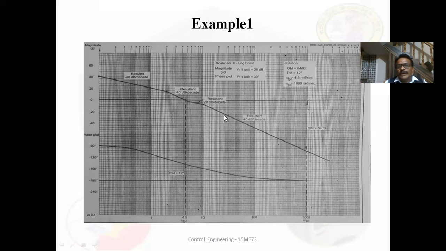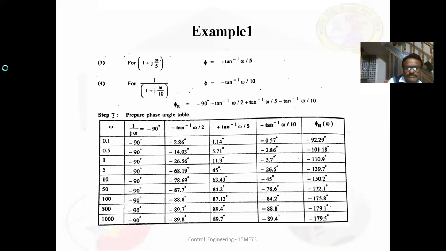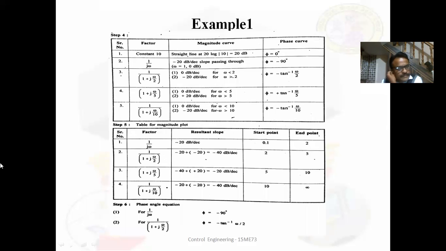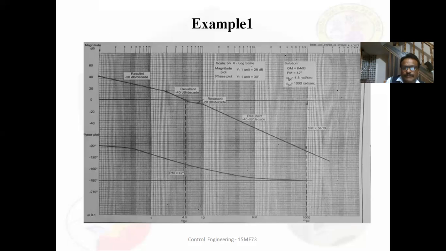Then for another pole, the resultant magnitude slope is minus 40, where it starts at 10 and ends at infinity. Its value is minus 40 from here downwards, then extended simply till infinity. So this is the resultant magnitude.